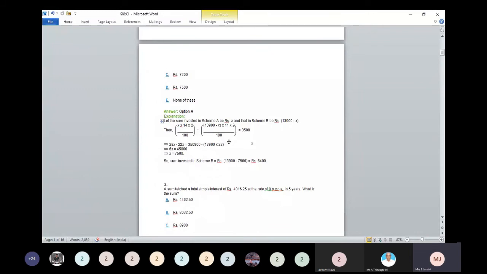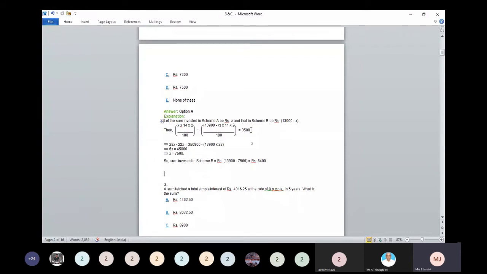Now simplify this result. So here X only is unknown. Simplify this result and you can calculate the X value. X is the invested amount in scheme A. But our question is to calculate the invested amount in scheme B only. So first calculate the X value and substitute that X value in 13,900 minus X. You can calculate the invested amount in B. So listen here. The denominator is 100, so take 100 common. Take this 100 to the right side.